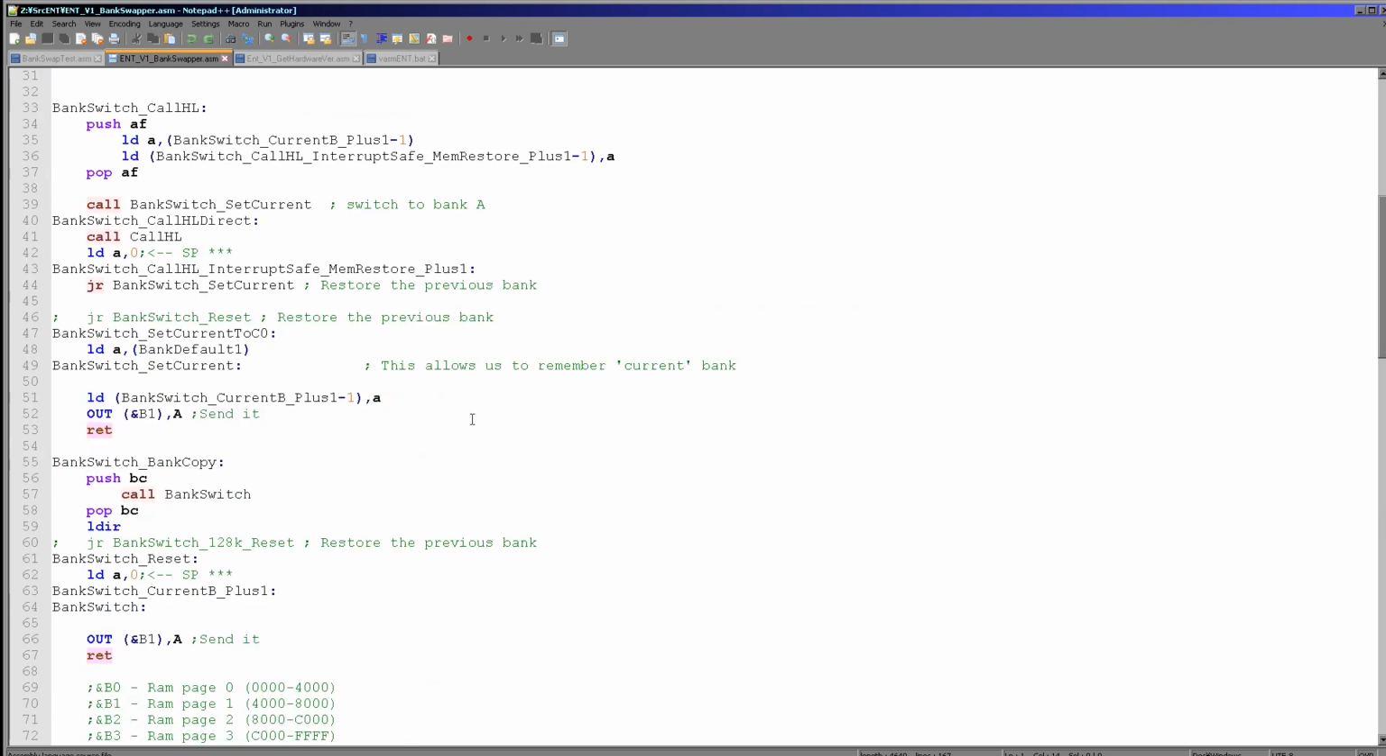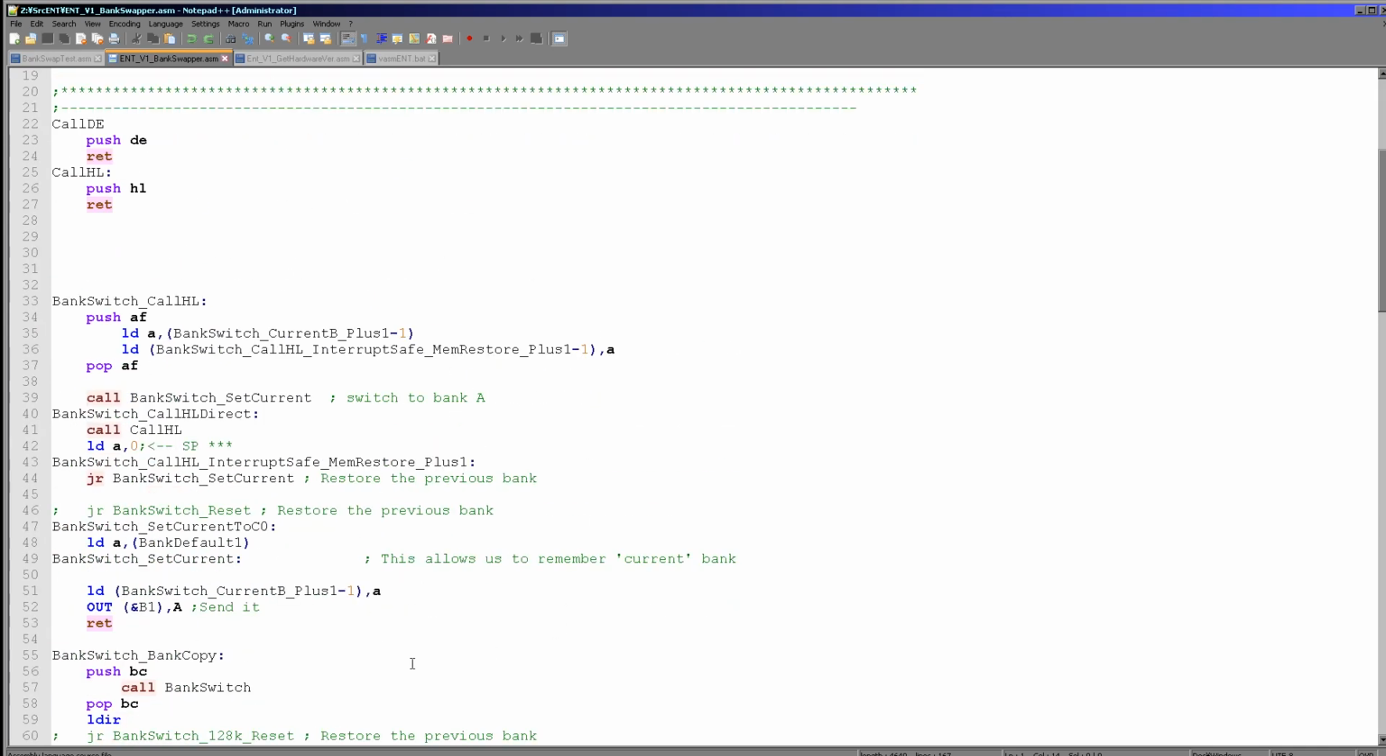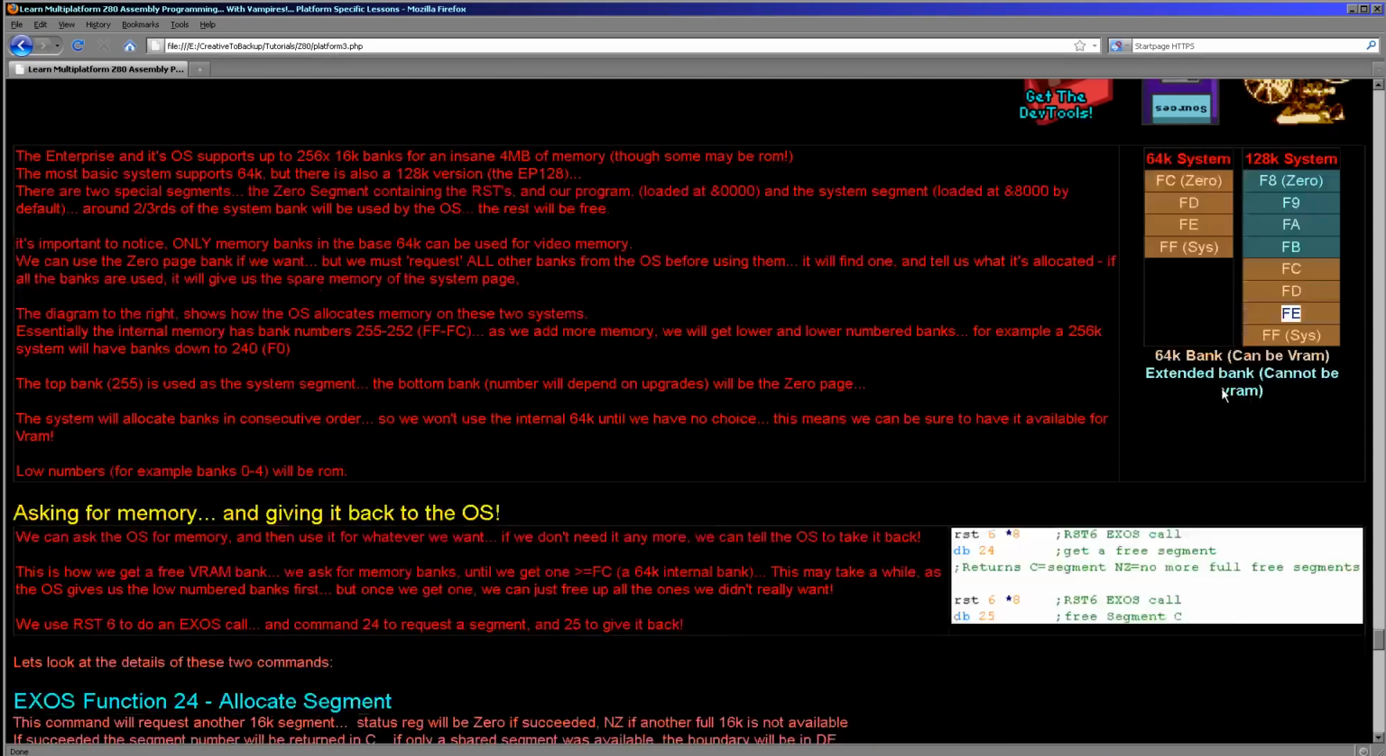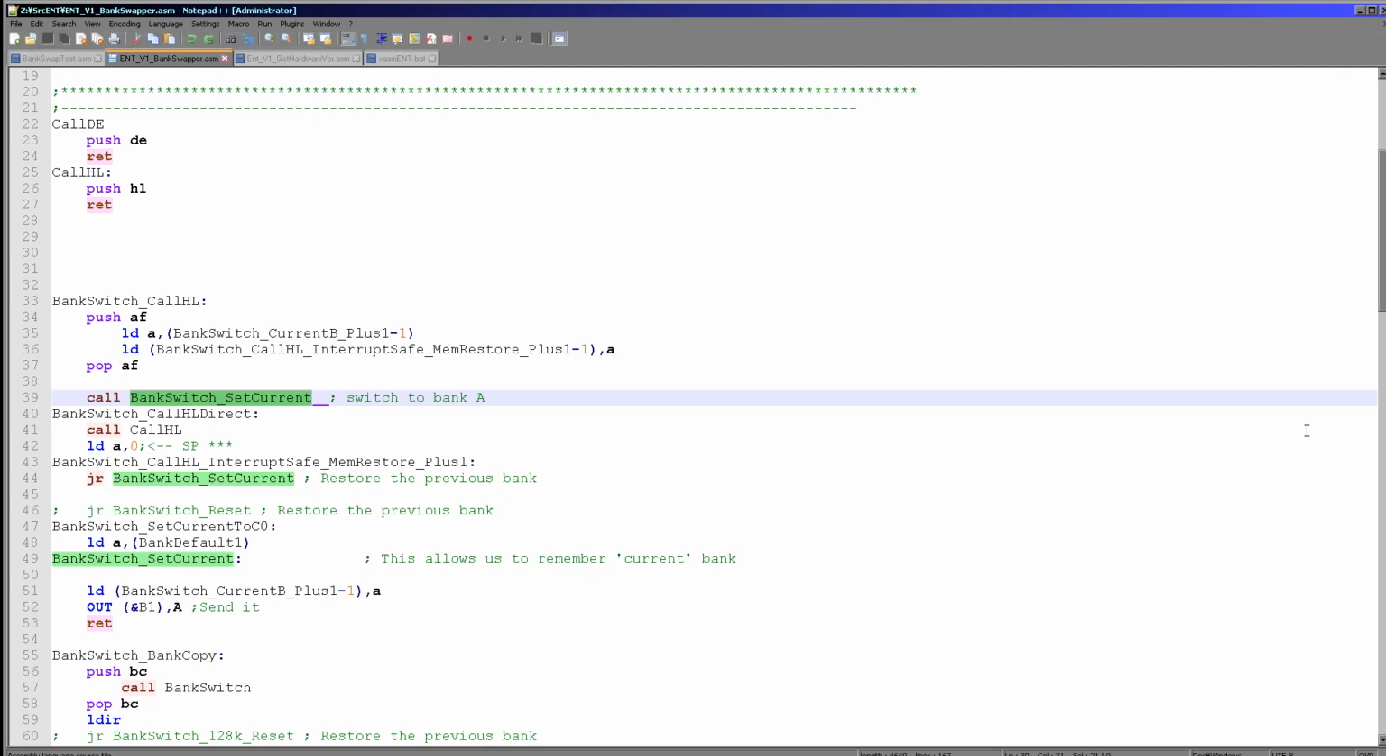And here we've got the bank swapping code, which is taken straight out of Chibi Akuma's. As before, we've got a set current command, which will set the current bank. And we're always using the bank controlled by B1, which is at the 4000 range. That's because, as I've said, this is copied straight out of Chibi Akuma's, and that's how that game worked.